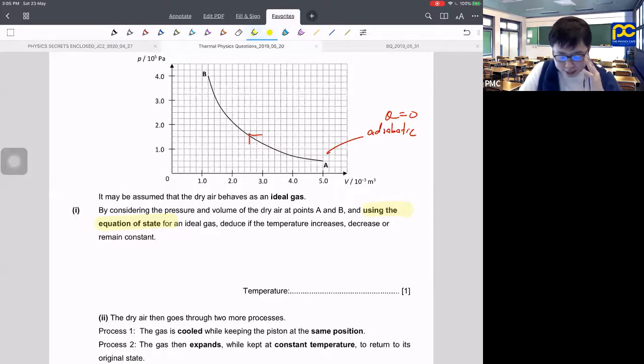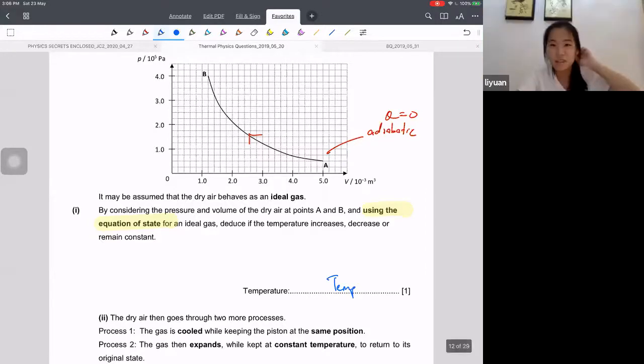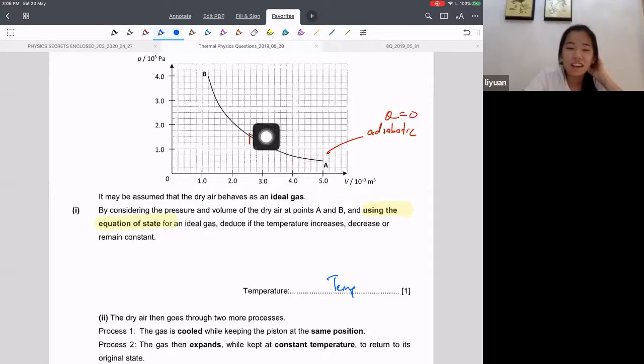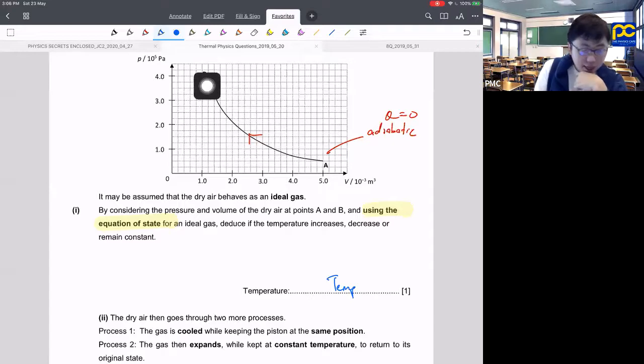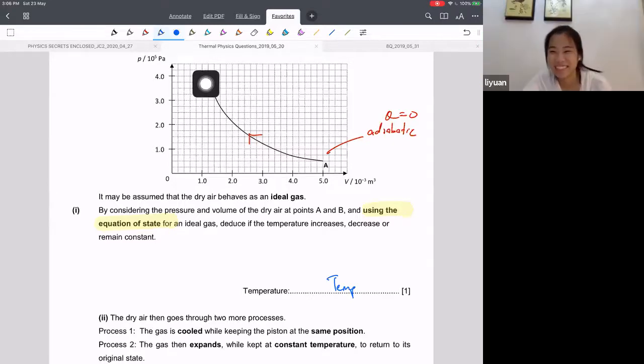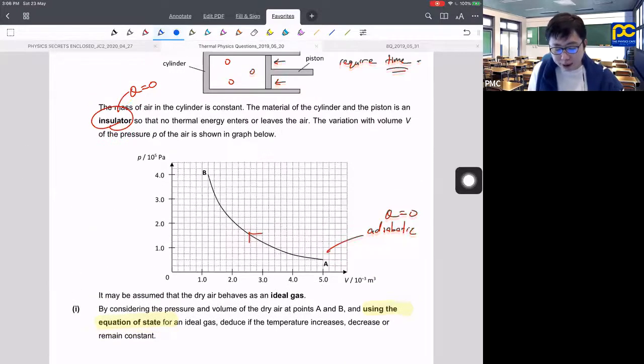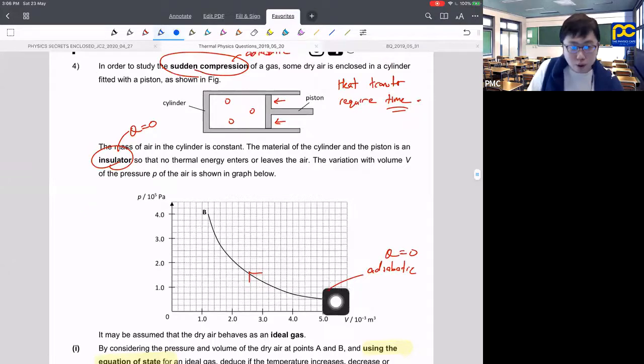Okay, Li Yuan, first thing first, do you think that the temperature increases, remains the same, or decreases? What's the answer? Decrease, go down. How do you tell that the temperature goes down? You calculate the PV. Oh, so the PV at B is smaller? Oh, increasing. I draw an arrow for you. Li Yuan, first step, draw the arrow first. Compression is very important, so you tell whether it is A to B or B to A.